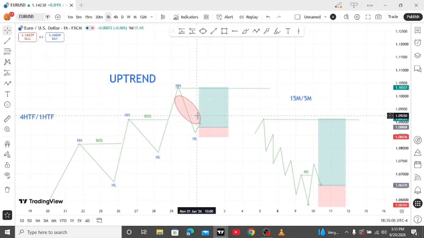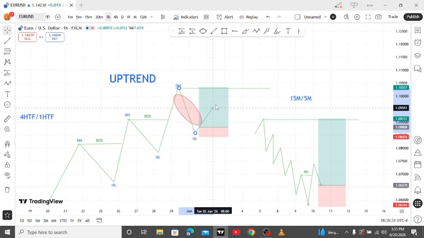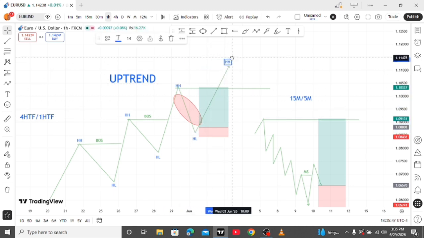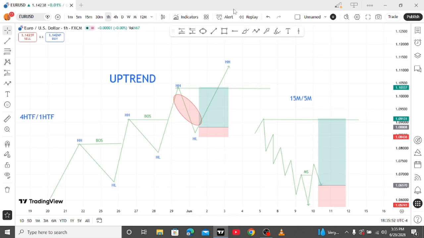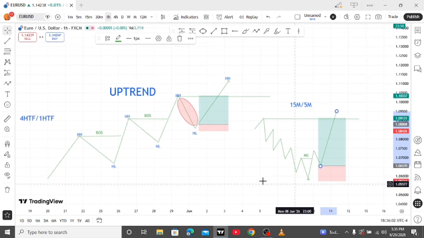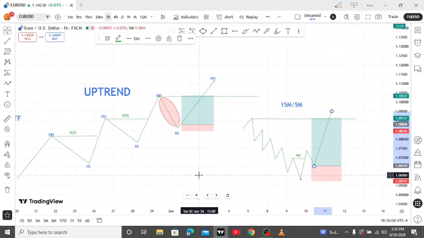So what do we expect from this point? We're expecting the market to go straight to our take profit to make a new higher high here. This is also this, so the market goes up straight to our take profit. So if you don't understand, I'll explain one more time.